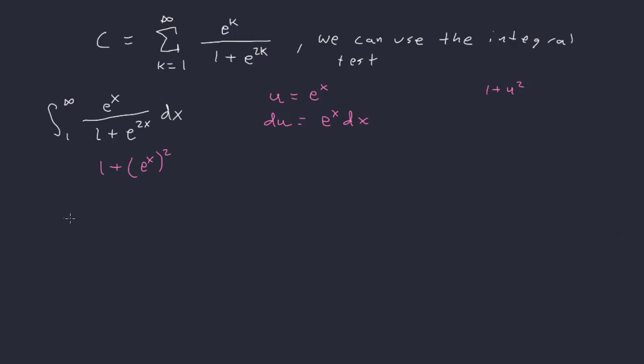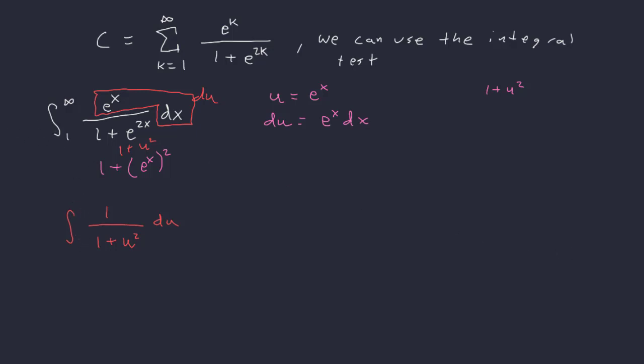So my new integral I'll write in red. I'm not going to mess with the limits just yet. So this e to the x dx part is going to become du, and then we already know the denominator of the fraction is going to become 1 plus u squared. All right, so we'll get 1 over 1 plus u squared du. Okay, and now we need to mess with the limits.